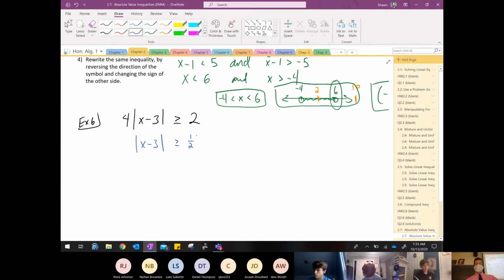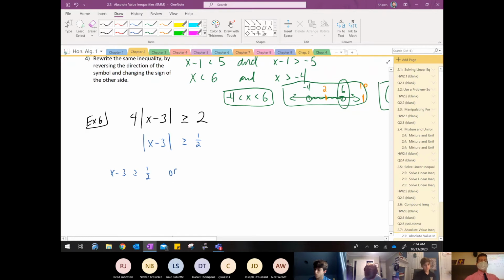Okay. Now, here's where we rewrite it once without the bars, just as is. Then we want to pick the appropriate word. This time my word is going to be what? Or, because it's greater than or equal to. So I'm going to put an or there. And the next time I'm going to rewrite it as is, except I'm going to reverse the direction and change the sign. All right.